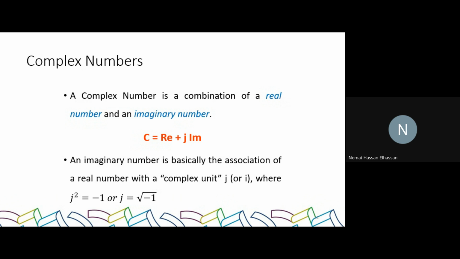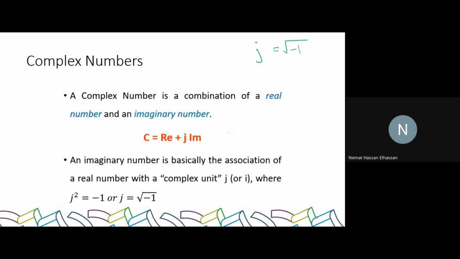What is an imaginary number? An imaginary number is a number that has the imaginary complex unit j. What is j? j is the square root of negative 1. Now, if I ask you what is square root 9? 3. What is square root 4? What is square root negative 9?